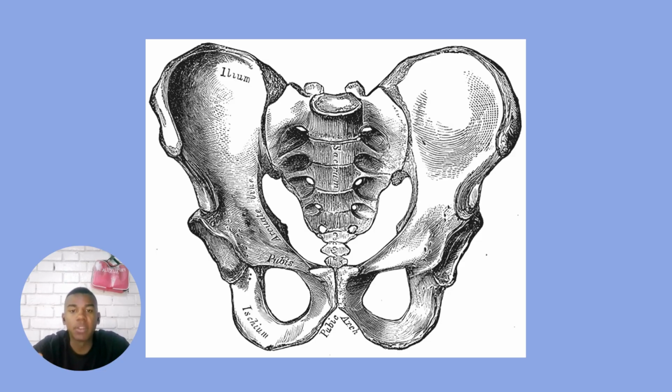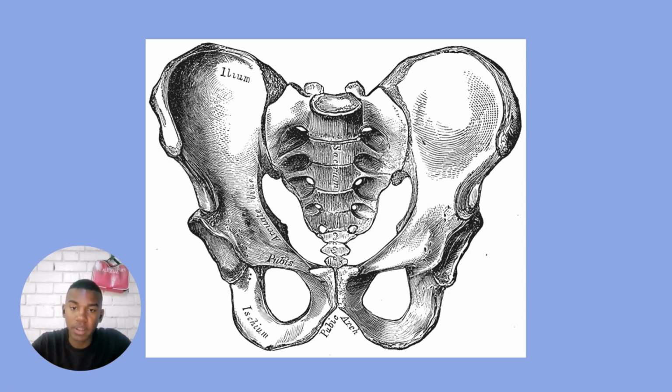The ilium articulates with the sacrum at the sacroiliac joint, transferring the weight of the trunk to the lower limbs. Second is the ischium, which forms the lower and posterior part of the hip bone. The ischial tuberosity bears the body's weight when sitting and serves as an attachment point for the hamstring muscles.